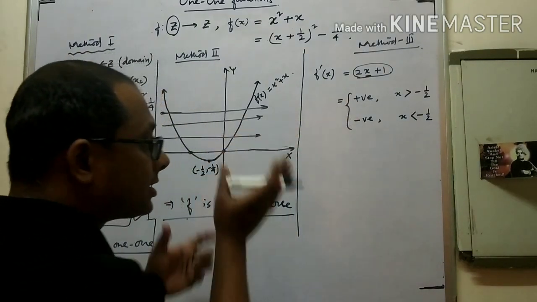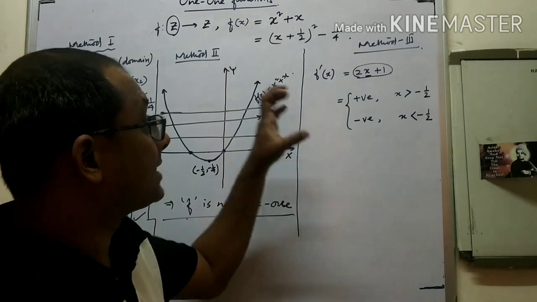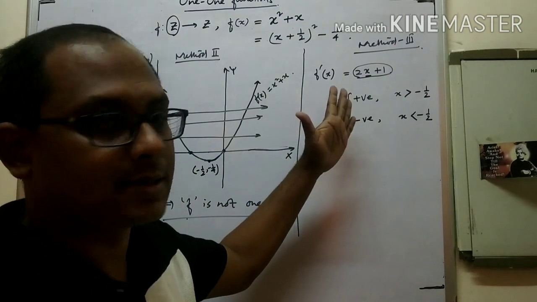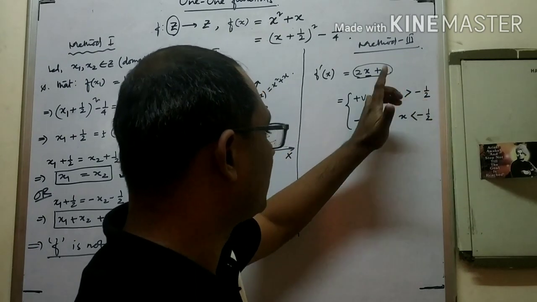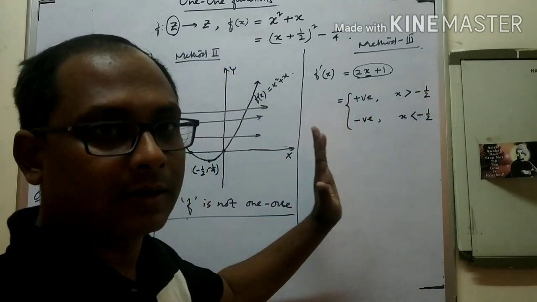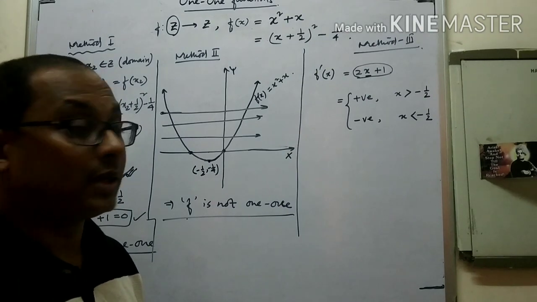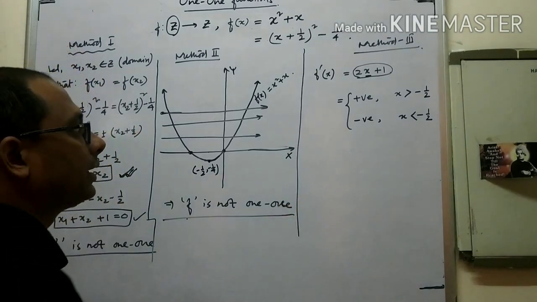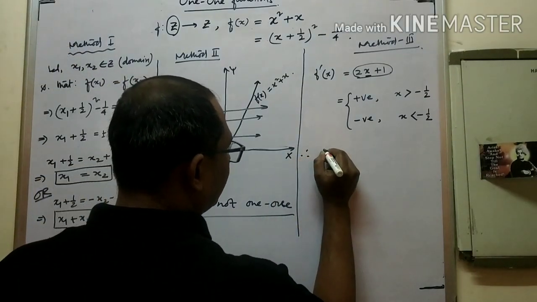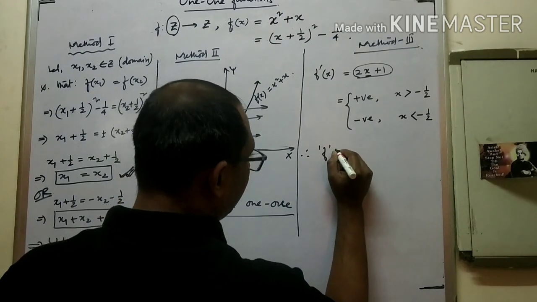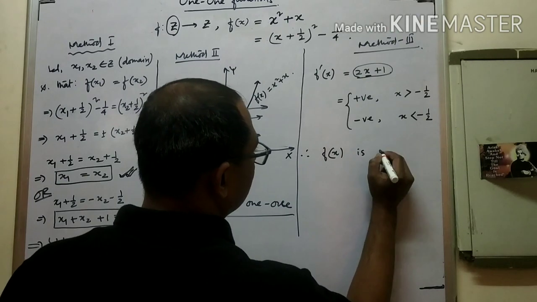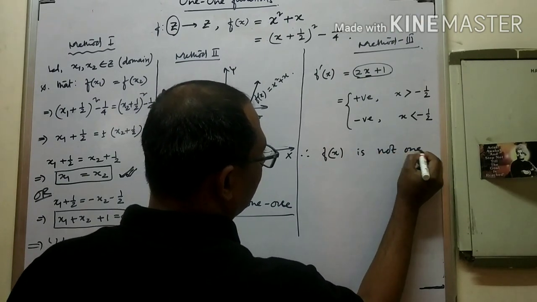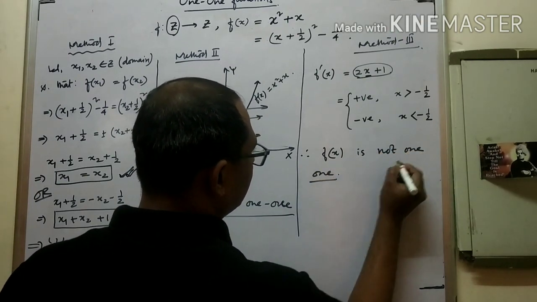So we are not getting any exclusive sign here for f'(x). In some portion of x it is positive, in the other portion it is negative. That is not what we are looking for. So therefore the function f(x) is not 1-1.